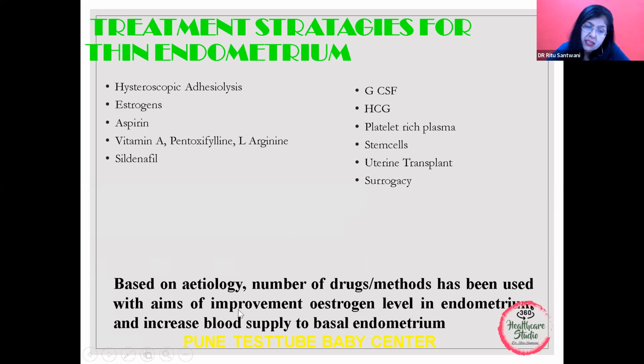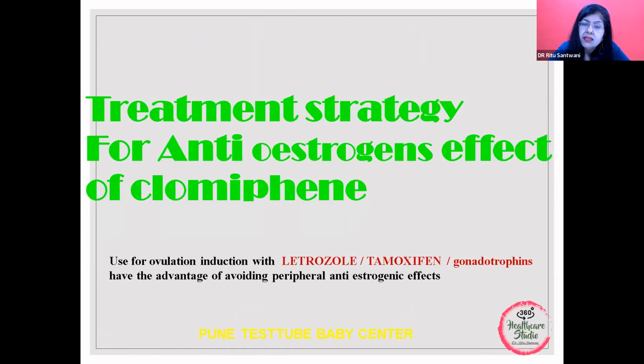So based on the etiology, a number of drugs and methods have been used with the aims of improvement in estrogen levels in endometrium and increase blood supply to the basal endometrium. As we all know, due to the anti-estrogenic effect of clomiphene, which is the major drawback, the patients are having the thin endometrium. So in those cases, the use of ovulation induction either by letrozole, tamoxifen, or gonadotropins has the advantage of avoiding the peripheral anti-estrogenic effects.